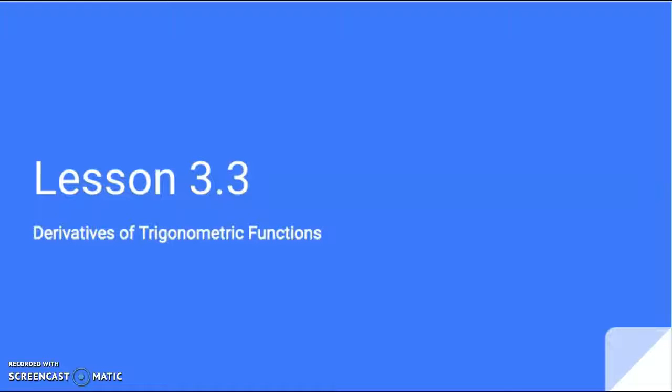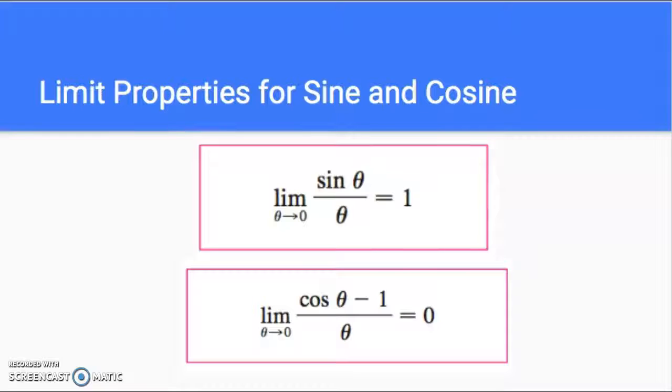In lesson 3.3, we're going to be finding derivatives of trigonometric functions. So we're adding in trig to this. The first thing you want to know is these properties right here. If we have the limit as theta is approaching 0, in both cases it's 0. If you have sine theta divided by the exact same theta, you end up just getting 1. If you have cosine theta minus 1 divided by the same theta, you get 0. So that's just some properties we're going to remember and use.